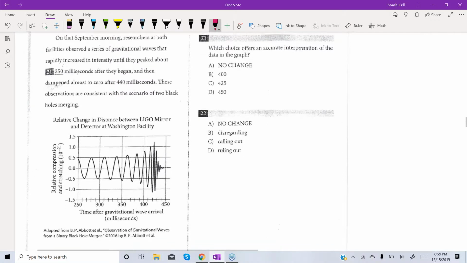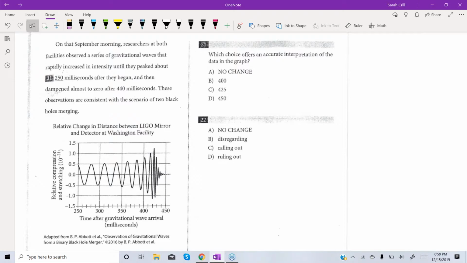Well, they want us to choose where the peak was. So where did the graph peak? Well, the peak is the highest point, right? And we're looking at milliseconds. Hold on. If we're looking at milliseconds, then we would look on this axis, the x-axis. So where does this occur? Okay, well, this is at about 400, this is about 450, so it's not 400 or 450, and it's not 250 all the way over here. So it's got to be 425, right in the middle of 400 and 450, like it shows on the graph.